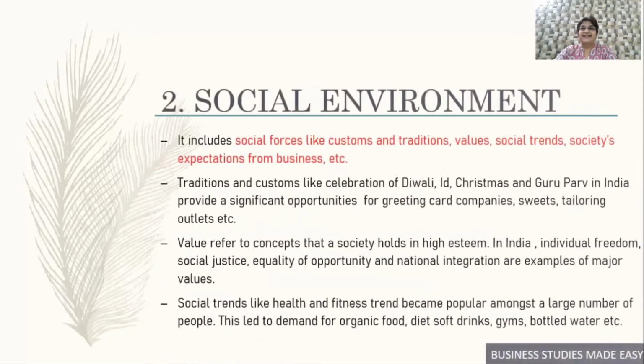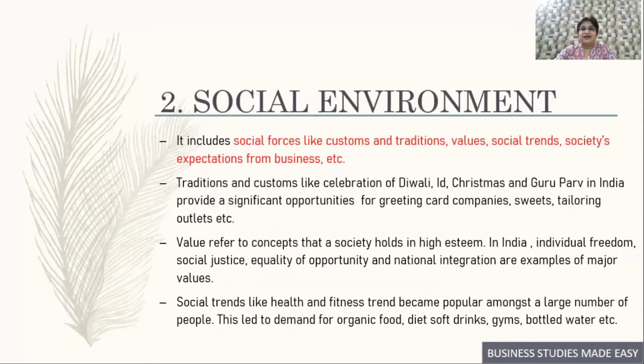Then the second dimension of environment is the social environment. As the name suggests, social means society. Now, the business exists in the society. He cannot be away from the society. So whatever is held dear by the society, everything affects him. Now, the customs, the values, the trends that are going on, all that affects the businessman.